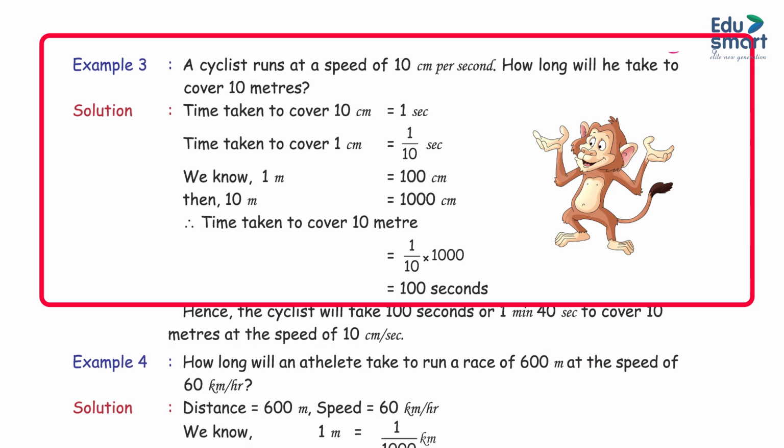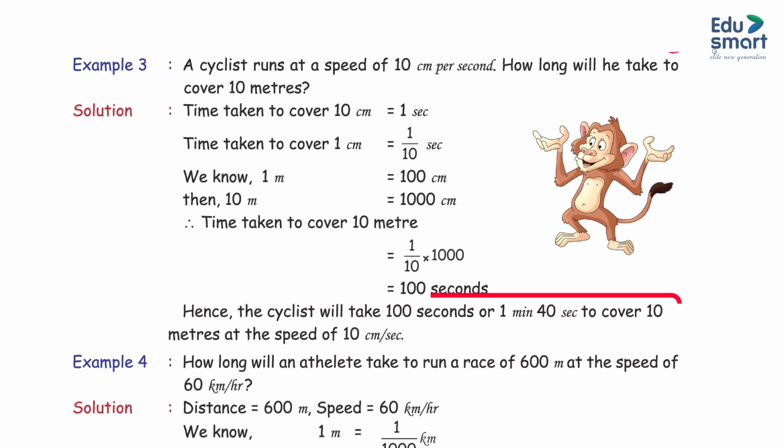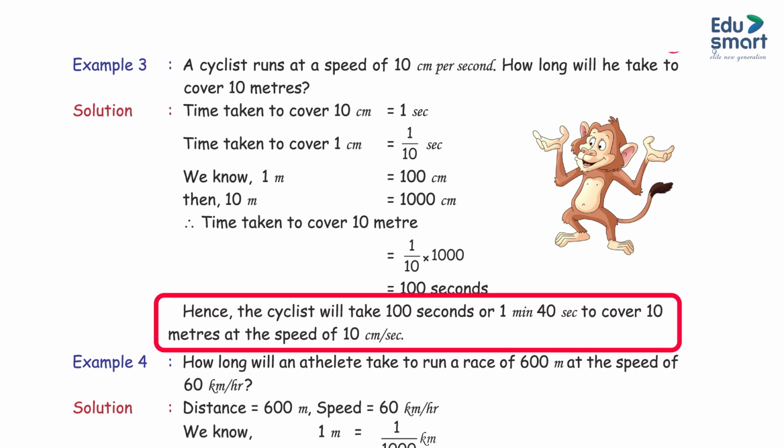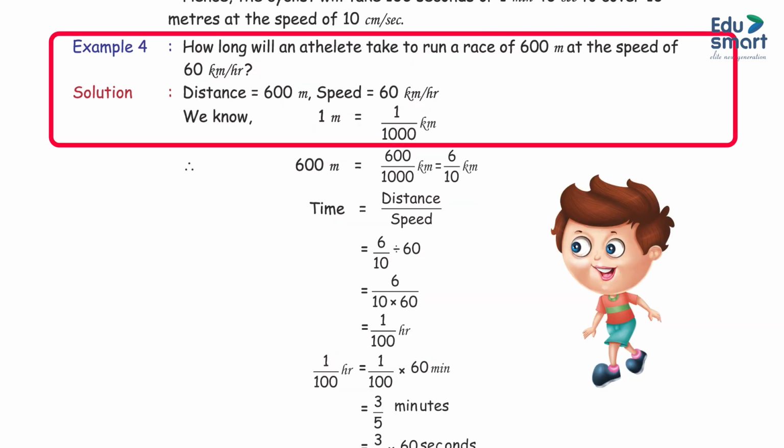Then 10 cm is equal to 1000 cm. Time taken to cover 10 meters is 1 upon 10 into 1000, which is equal to 100 seconds. Hence the cyclist will take 100 seconds or 1 minute 40 seconds to cover 10 meters at a speed of 10 cm per second. Example 4.